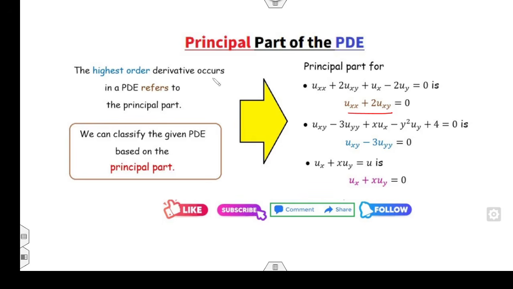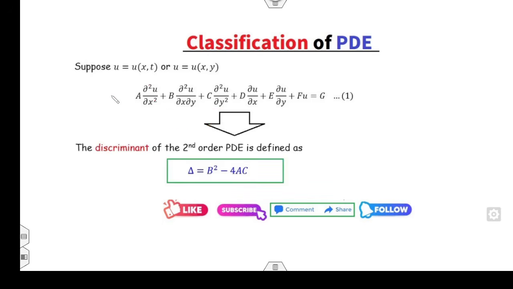Based on this principal part, we can classify the equation as elliptical, hyperbolic, and ultra hyperbolic as well. Now, students, make sure the trick of today's lecture will apply only and only to second order partial differential equations. The highest order must be 2. Coefficients a, b, c may be 0 or may not be 0, but provided a must be non-zero. Then we can classify the partial differential equations only based on the principal part. That means we can skip the remaining terms.